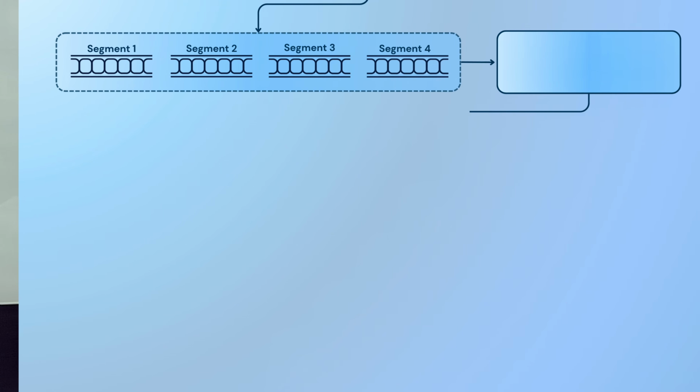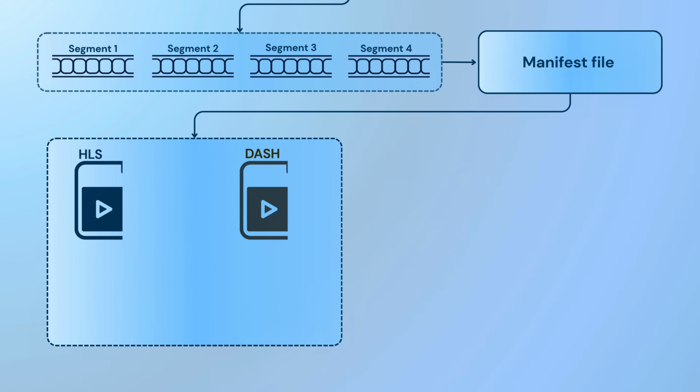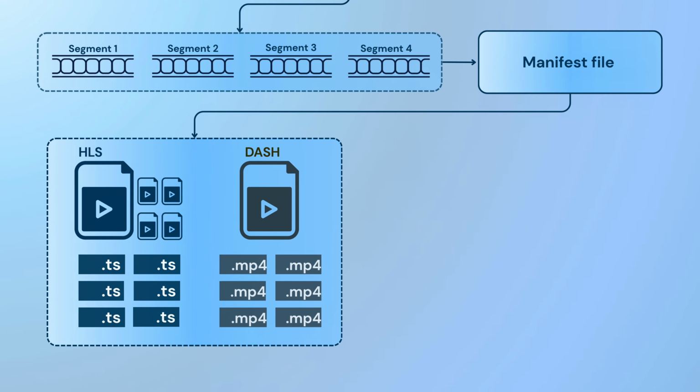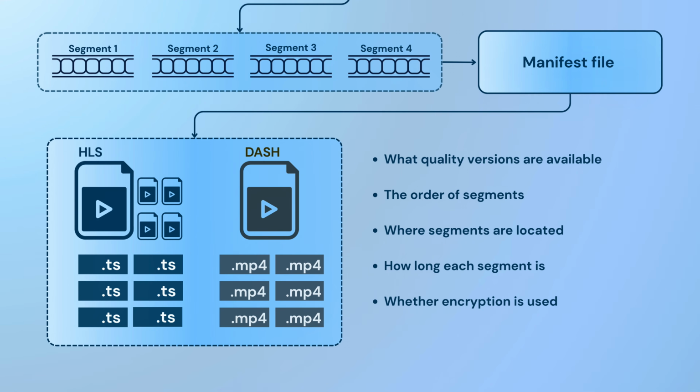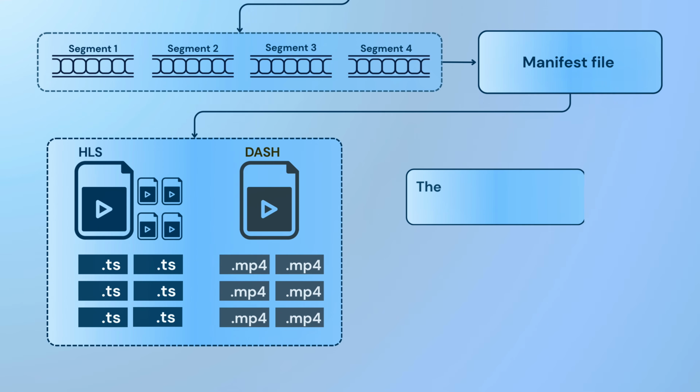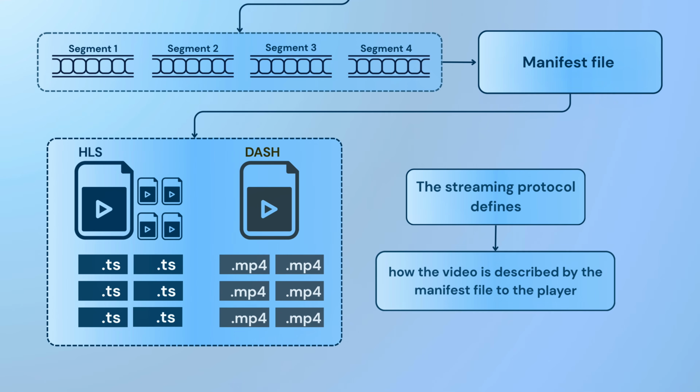Next up, a manifest file is created, the structure of which is fully defined by the streaming protocol itself. This file includes all of the video segments and available qualities, and it tells the player how many segments there are, what's the correct order for them, how long each segment is, and if the segments are encrypted, aka protected or not. Now the streaming protocol's role here is to define how the video is described by the manifest file to the player.